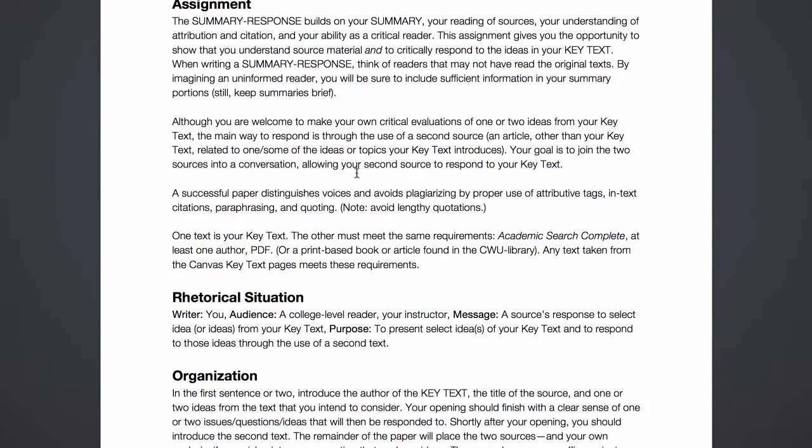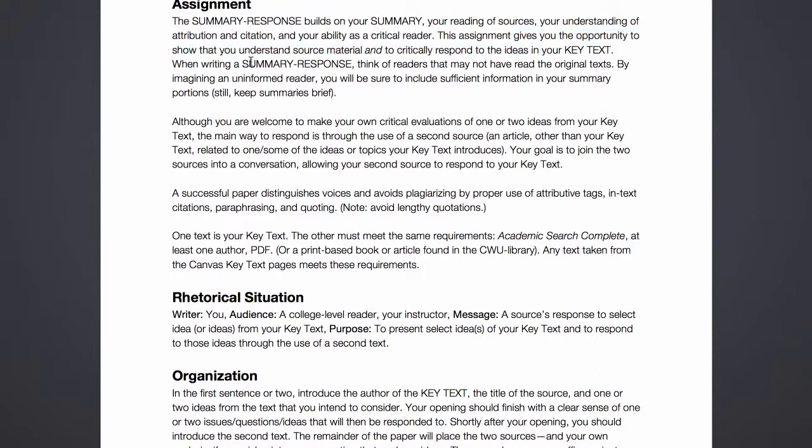The summary response, note here, builds on your summary. And what that means is you're going to begin with that same key text that you used in your summary. However, what it does a little bit differently is, right here it notes, it gives you the opportunity to show that you understand source material and to critically respond to the ideas in your key text. Note that that kind of objective distancing that you had to do in the summary is not required in this one. In fact, it won't work.